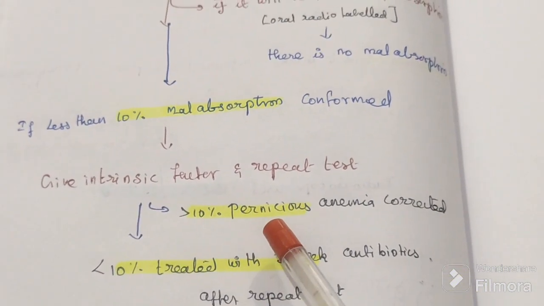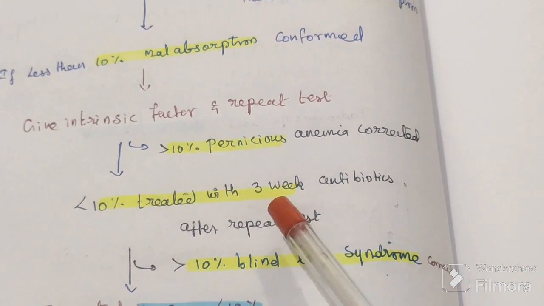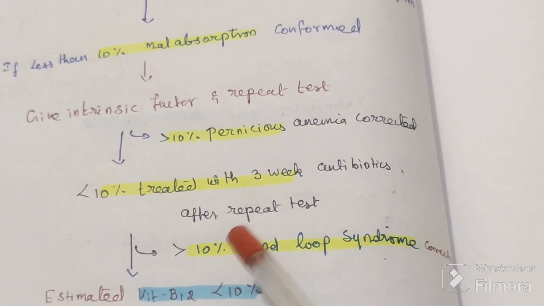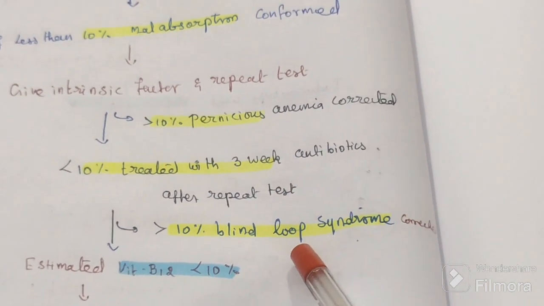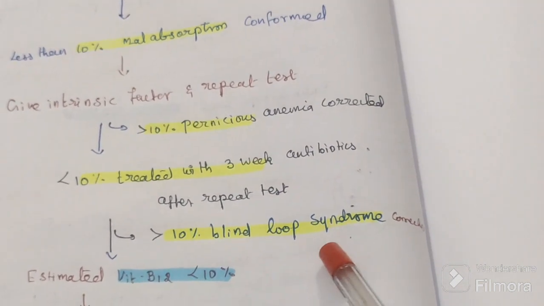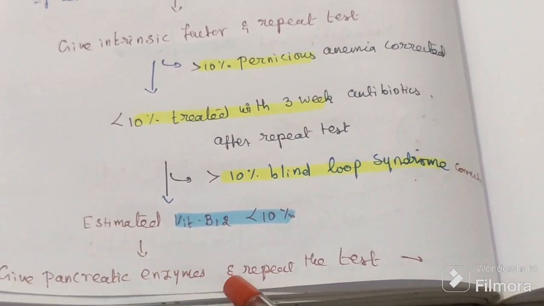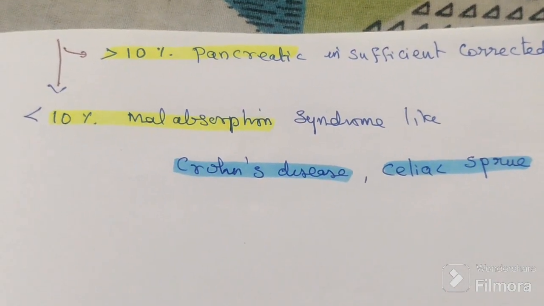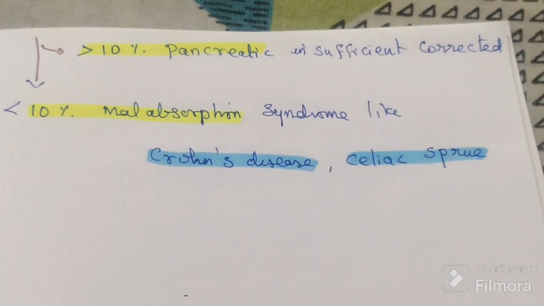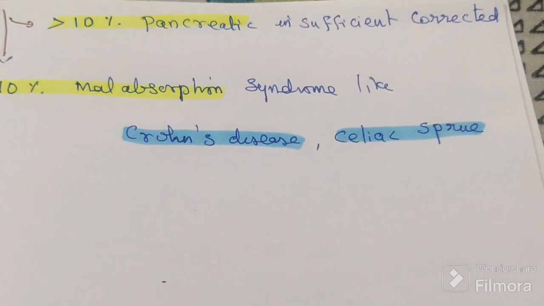More than 10 percent means pernicious anemia. Less than 10 percent means give antibiotic, after that we repeat the test. More than 10 percent means blind loop syndrome. Less than 10 percent means we give pancreatic enzyme. Repeat the test. More than 10 percent means pancreatic insufficiency. Less than that means we are affected by an intestinal disorder like Crohn's disease and celiac sprue.